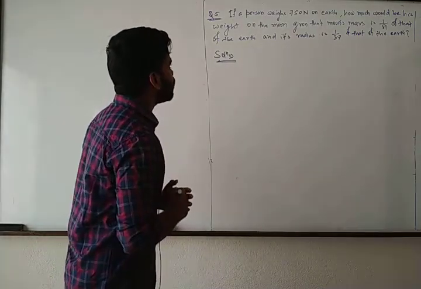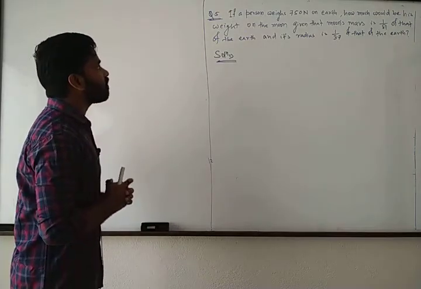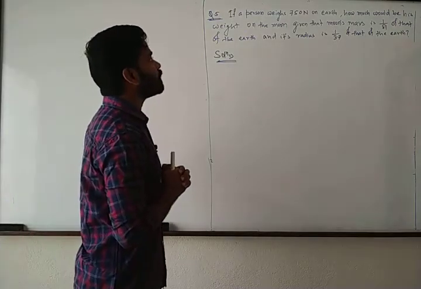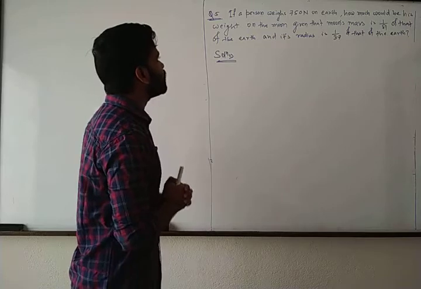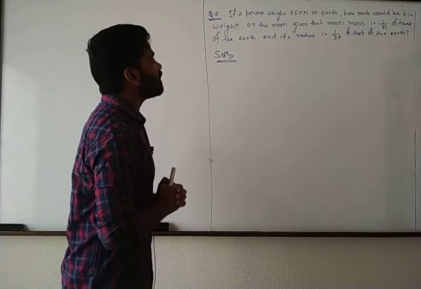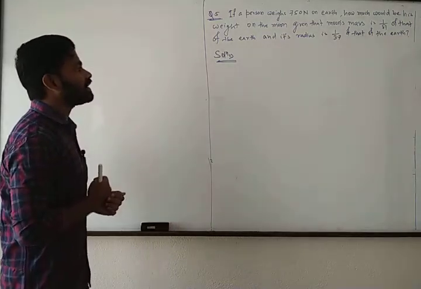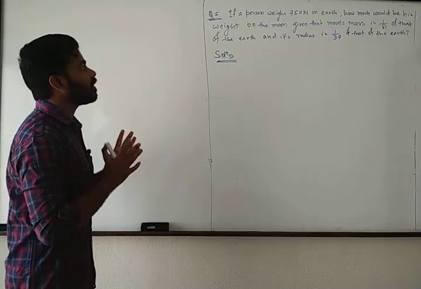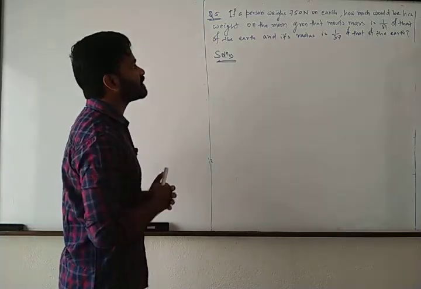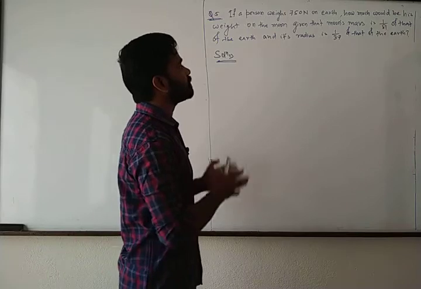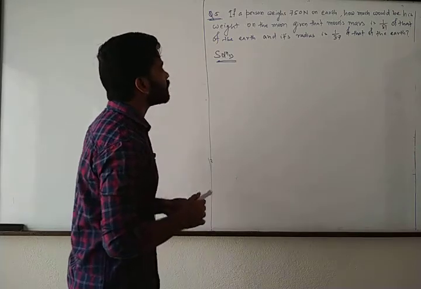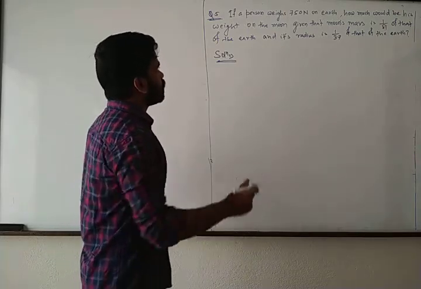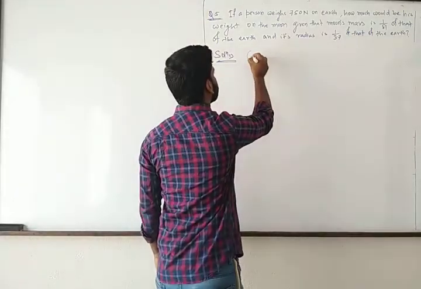So, read the question carefully. If a person weighs 750 Newton on Earth, how much would be his weight on the moon, given that moon's mass is 1/81 times that of the mass of Earth and its radius is 1/3.7 times that of the radius of Earth? So, let me write here the given data.